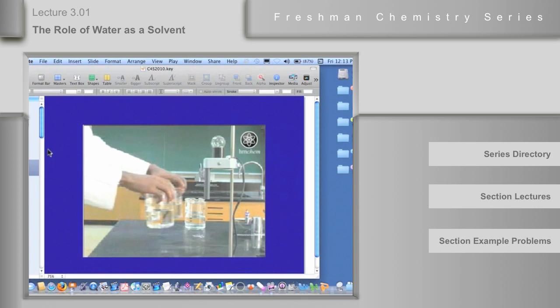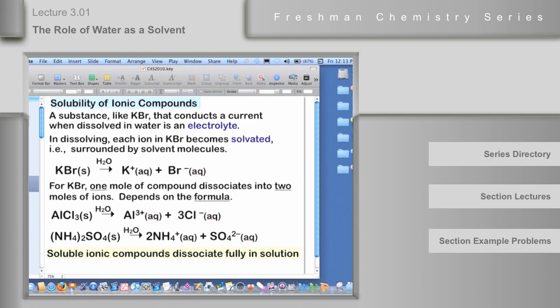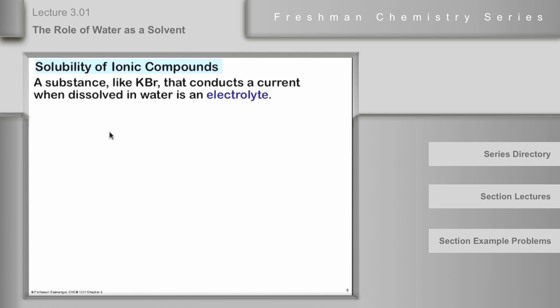Okay, I'm going to skip to the next slide. The rest of it is duplication. So I want to talk to you then about solubility of ionic compounds and the details of that process. So a substance, we saw sodium chloride. Potassium bromide would be a substance that acts very much like sodium chloride. Such a substance, when you dissolve it in water, if it conducts a current when dissolved in solution, it's called an electrolyte. Okay? Easy to remember. Light makes the light bulb light. Okay?